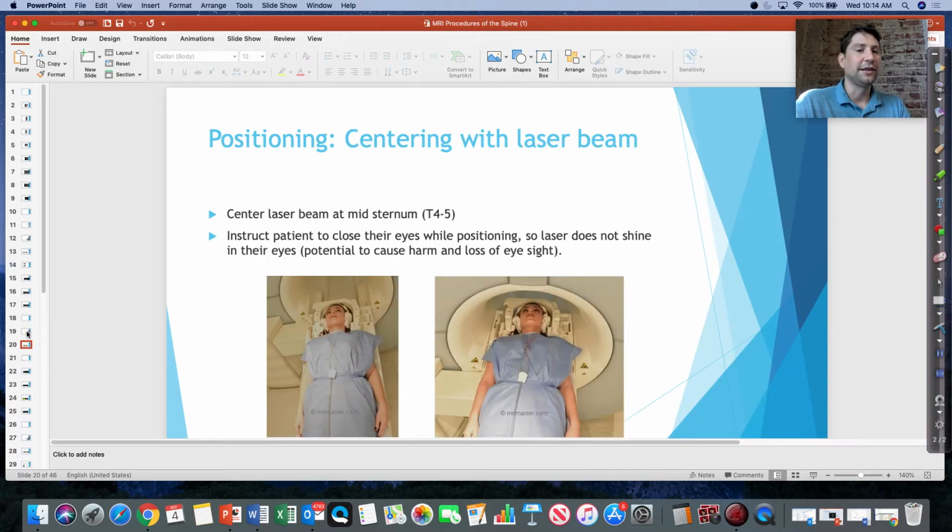We're going to center our laser. Isocenter is going to be at T4, T5. A little bit higher than you think, because you're thinking there's 12 thoracic vertebrae, but center at T4, T5, because remember, we still have to do those counting sagittals where we need to see the C-spine. So we have to maybe center a little bit higher than you think, T4, T5. That way, when we get that initial counting sagittal, we get all the way from C2 all the way down to T12, L1.